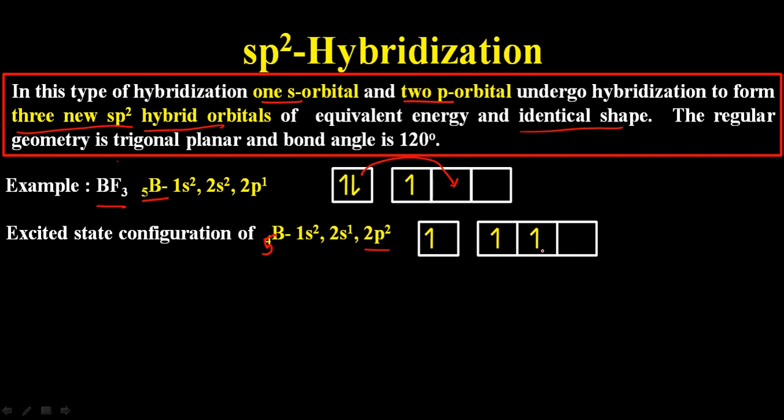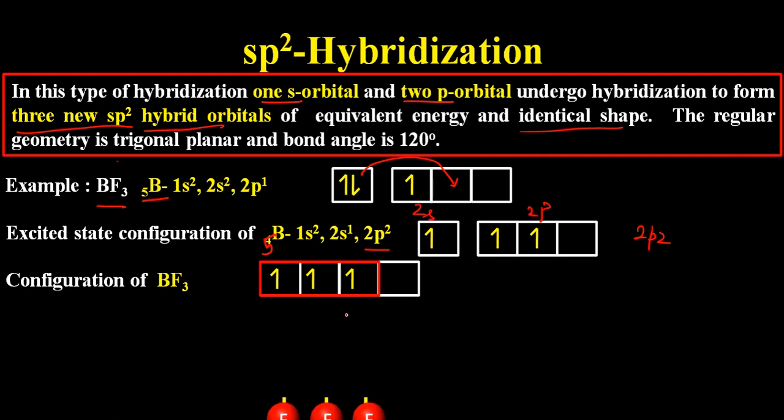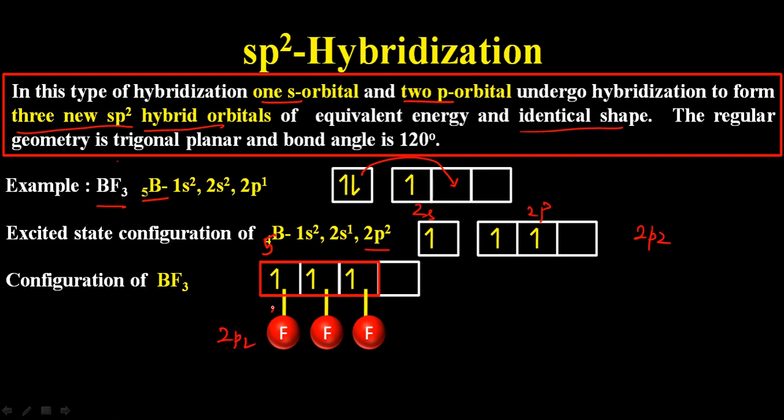So there is now availability of 3 unpaired electrons, which can easily form covalent bond with the 3 fluorine atoms, and as we discussed earlier, the fluorine atom will combine through its 2pz orbital. Now the configuration for BF3 will be like this: 1s orbital and 2p orbitals will undergo hybridization to form 3 sp2 hybrid orbitals, which can combine with 2pz orbitals of fluorine atoms to form 3 sigma bonds.